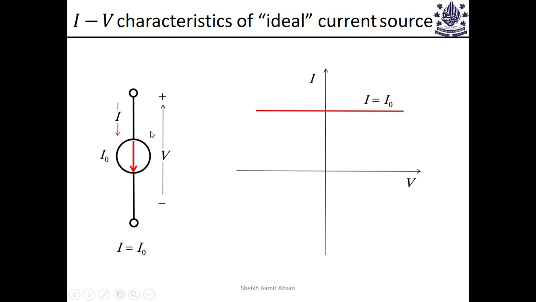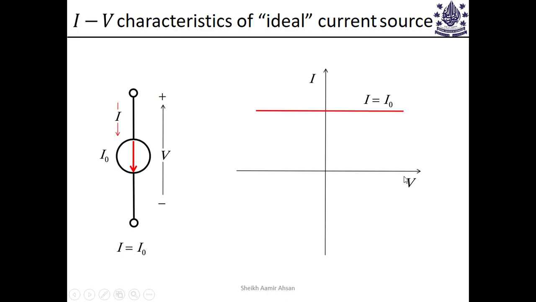Now this is a hypothetical one, because in reality we don't have ideal current sources, but for the sake of understanding and illustration, we are having it here. So this is the characteristic. A flat line on an IV characteristic represents an ideal current source.